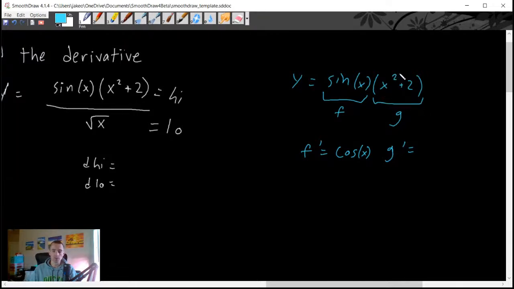The derivative of x squared can be found with the power rule. We bring our 2 down in front and lower the power by 1. 2 minus 1 is 1, and x to the 1 is just x. And then the derivative of a constant is 0. So it's just going to be that.